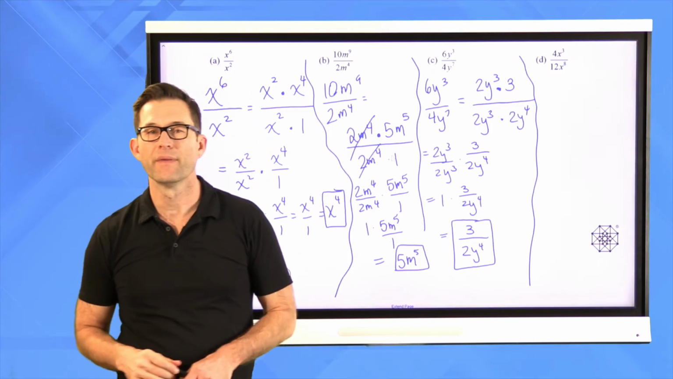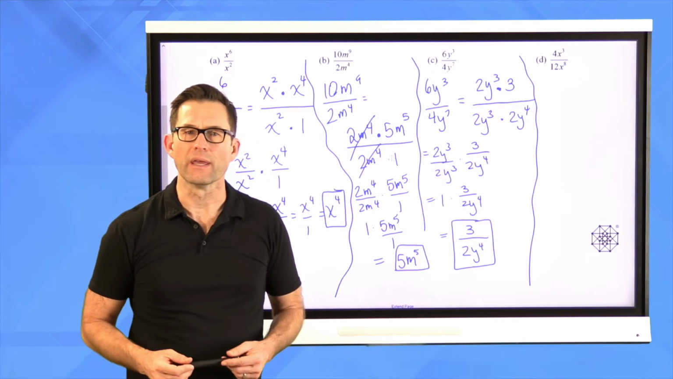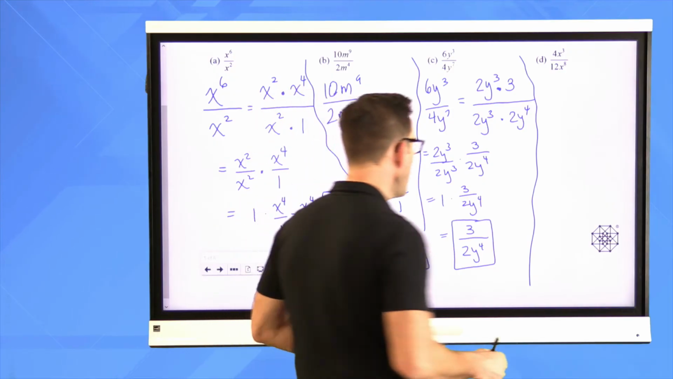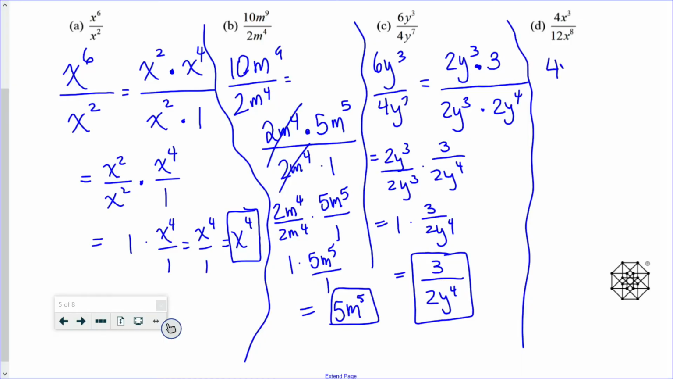All right. Now the final one is a bit tricky, and let's take a look at why. We have 4x cubed all over 12x to the eighth. So when I think about the largest number that goes into both 4 and 12, it's 4. Then when I think about the largest power, that's x cubed and that's x cubed. And then in the denominator, we would have 3 times x to the fifth.